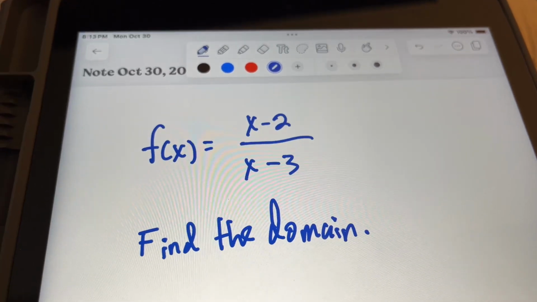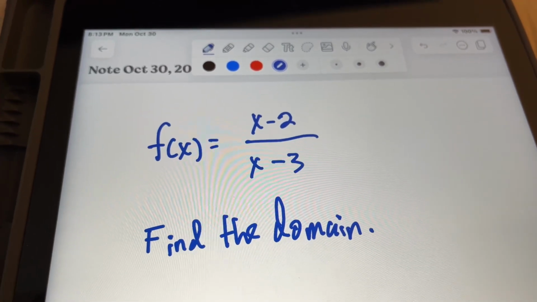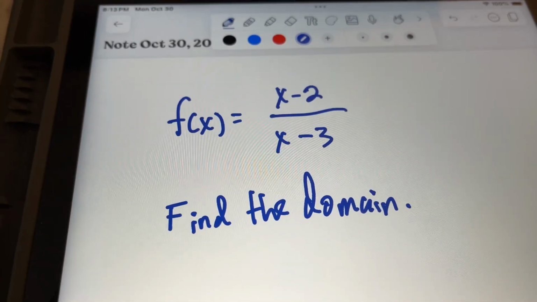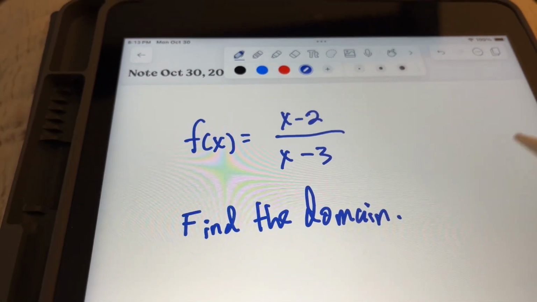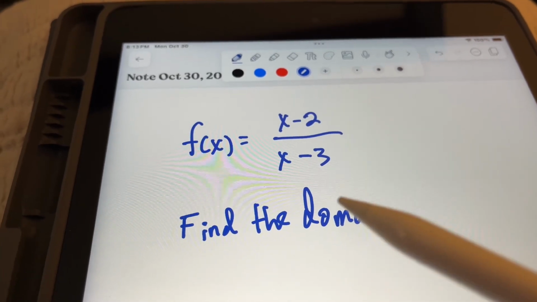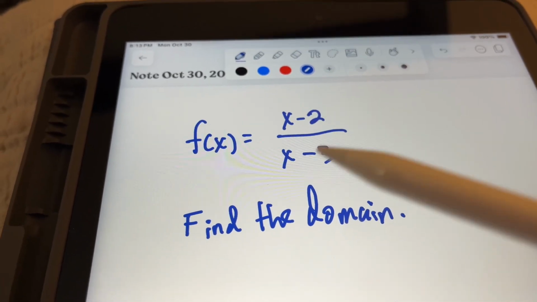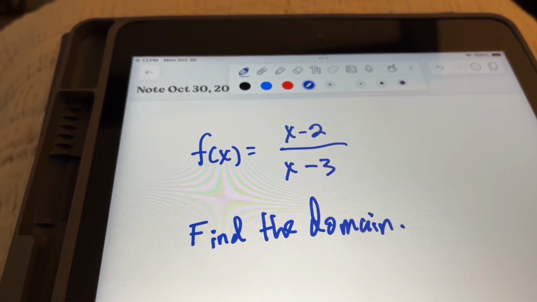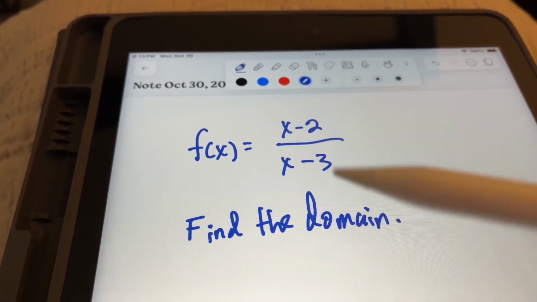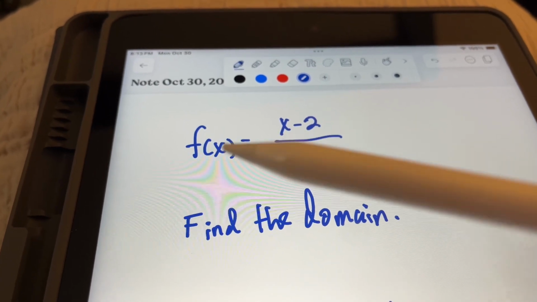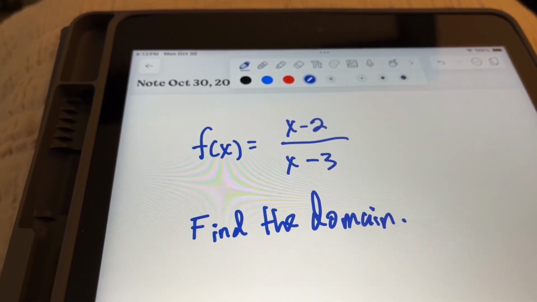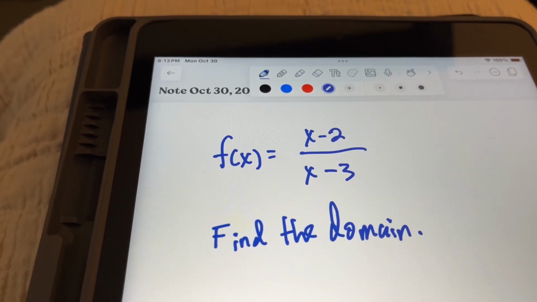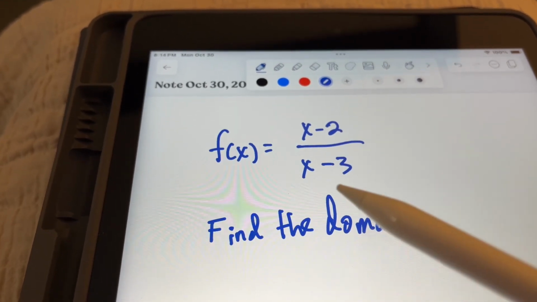Let's consider a function like this where we're asked to find the domain. So the domain of a function is the set of x values that you could use in a problem and still get a mathematical answer. So notice in this problem here, f of x equals x minus 2 over x minus 3, that you would not be able to use 3 here for x.